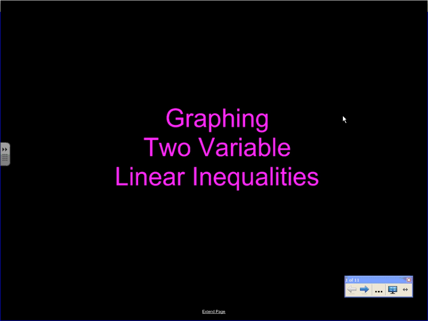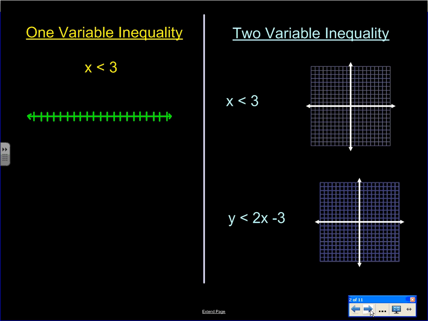Okay, then we're going to get started on a useful lesson here, graphing two variable inequalities. Seems like a tongue twister, and we're just getting started. I've kind of made you a little chart here to show you the difference between a one variable inequality and a two variable inequality. On the left side, x is less than positive 3. Well, if this is 0, here is going to be 3.